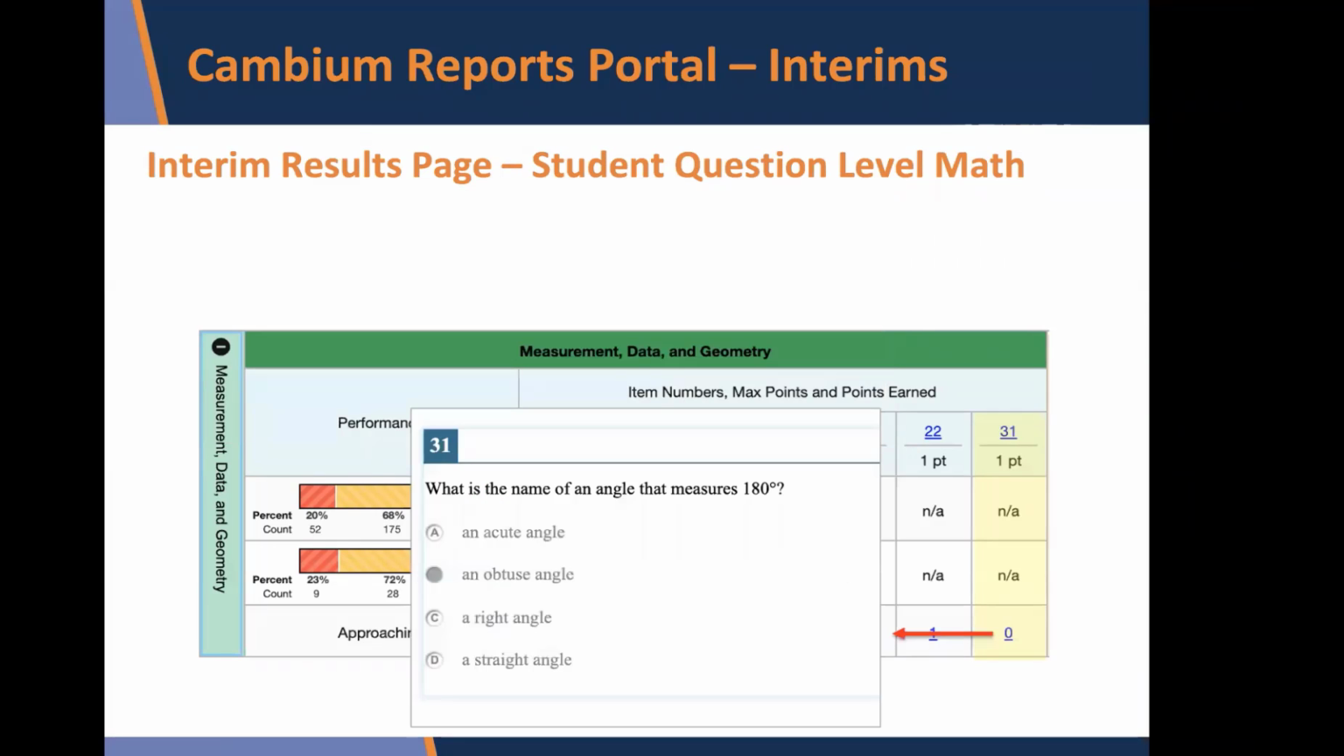If you want to see what the student's specific answer was, this particular student said the name of an angle that measures 180 degrees was an obtuse angle. So she did not know that it was a straight angle.